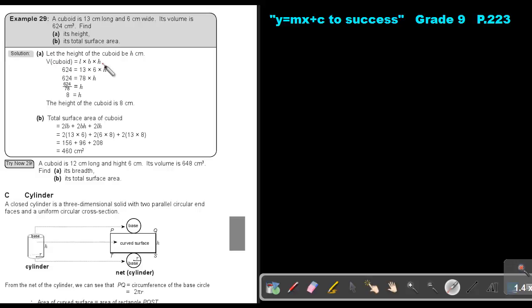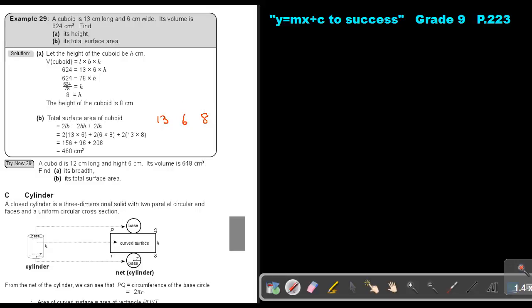Okay, so first they are asking the height. So first, we already did that. Just write it in, just substitute. Okay, and then multiply this, 78, divide 78, and the height is 8. Okay, and then remember, as I showed you, let's just see long and wide. So it's 13 and it's 6, and what is its height?